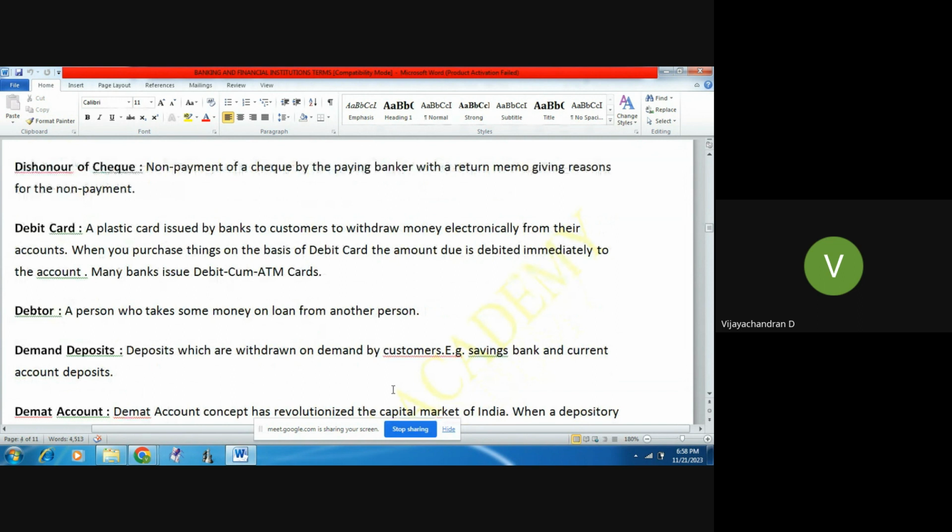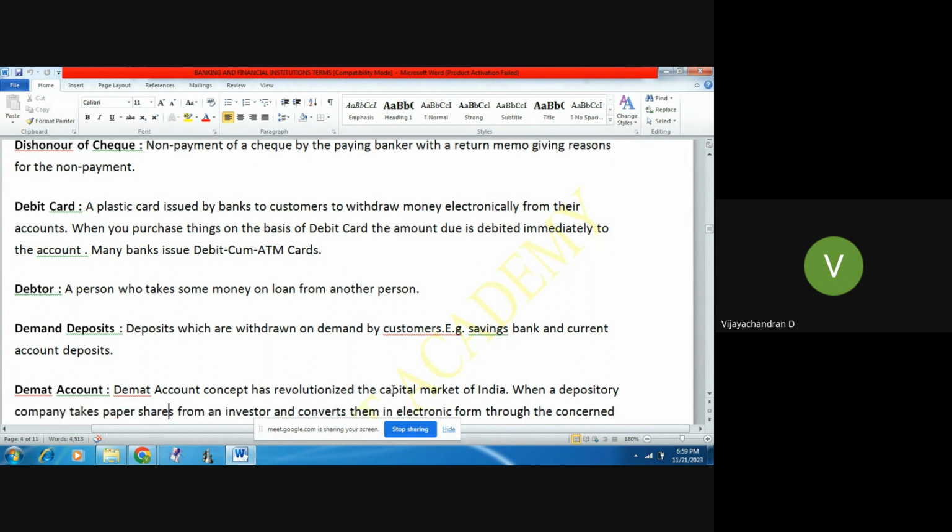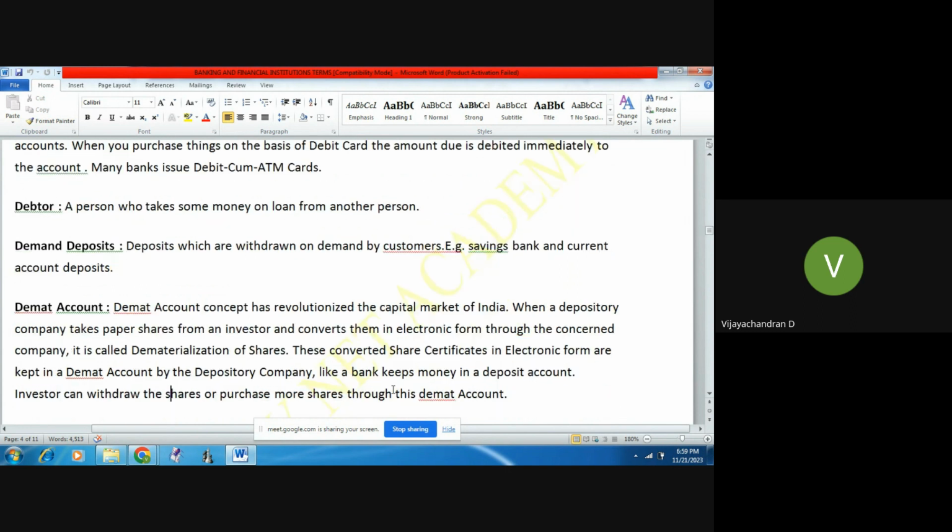Dishonor of check. Dishonor of check means non-payment. On the due date, it was not paid. Non-payment of a check is a dishonor. Dishonor of check by the paying banker, maybe due to stoppage or maybe due to inadequate funds, availability of funds. Yes, dishonor of check. Debit card I told. Now only I told.